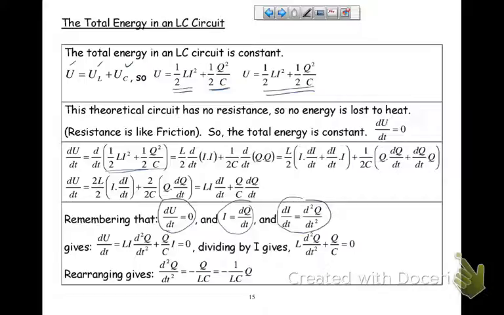Dividing by I gives L d2q by dt squared plus q over C equals 0. Rearranging gives d2q by dt squared equals minus q over LC, which equals minus 1 over LC times q.